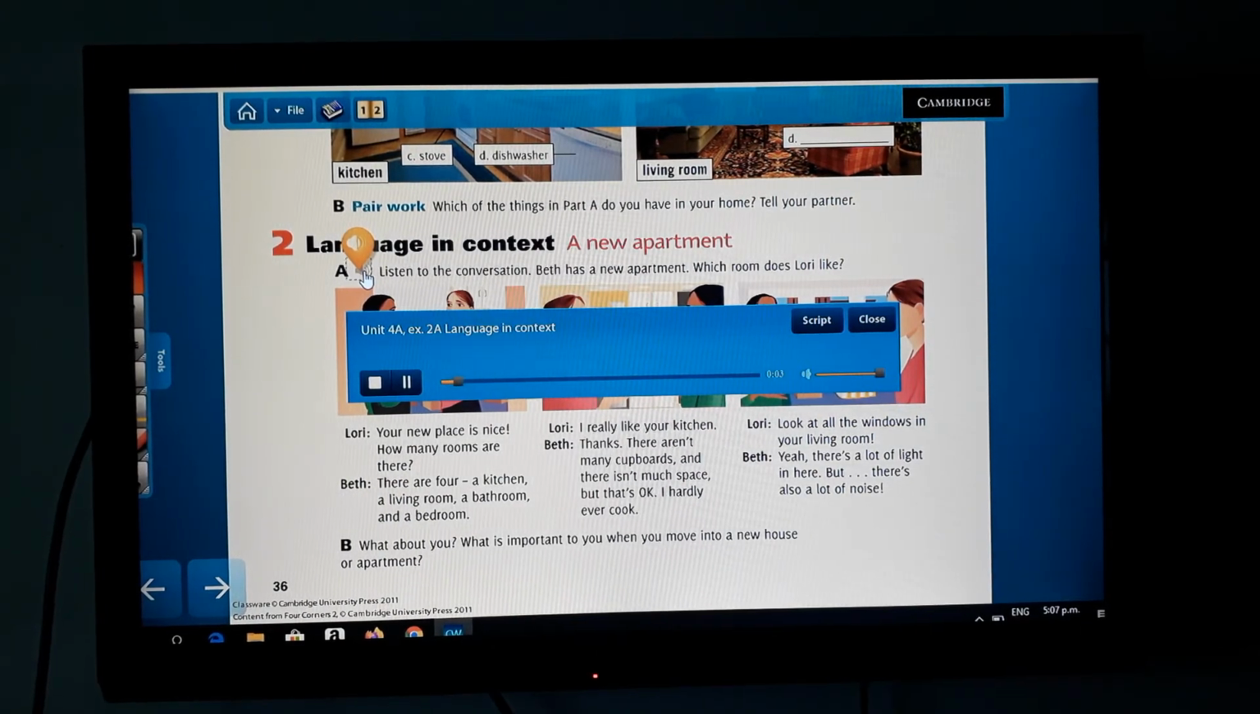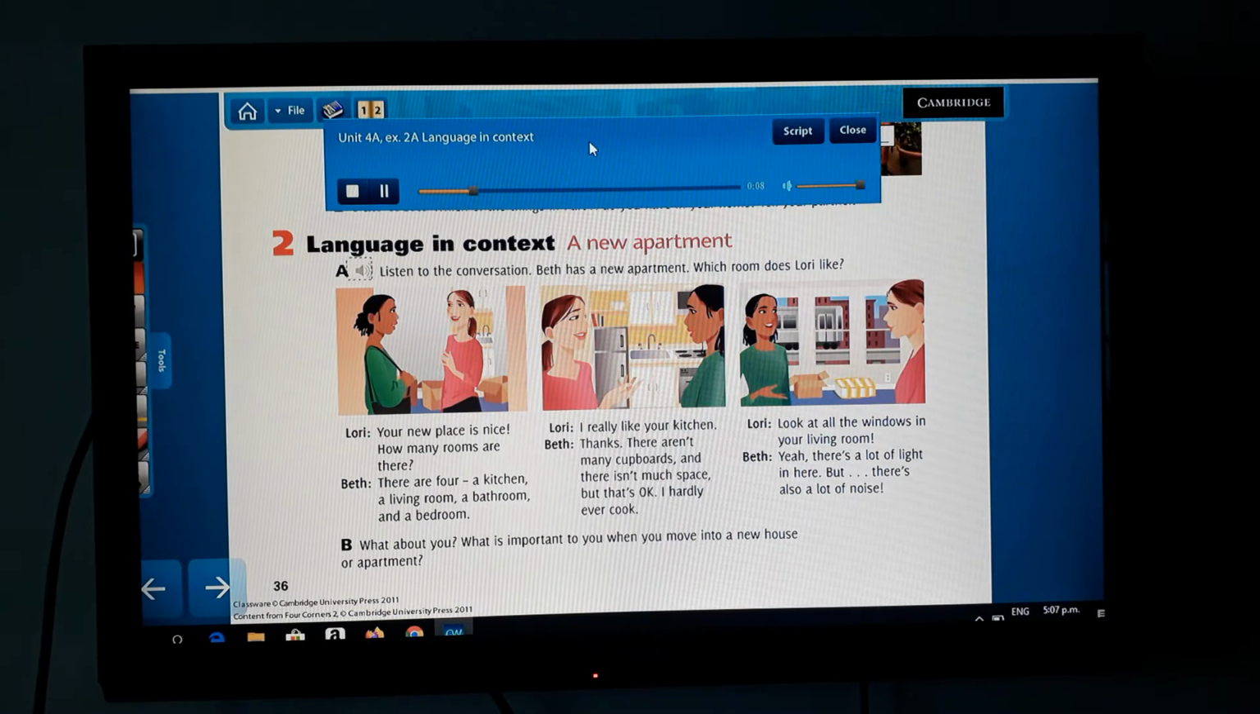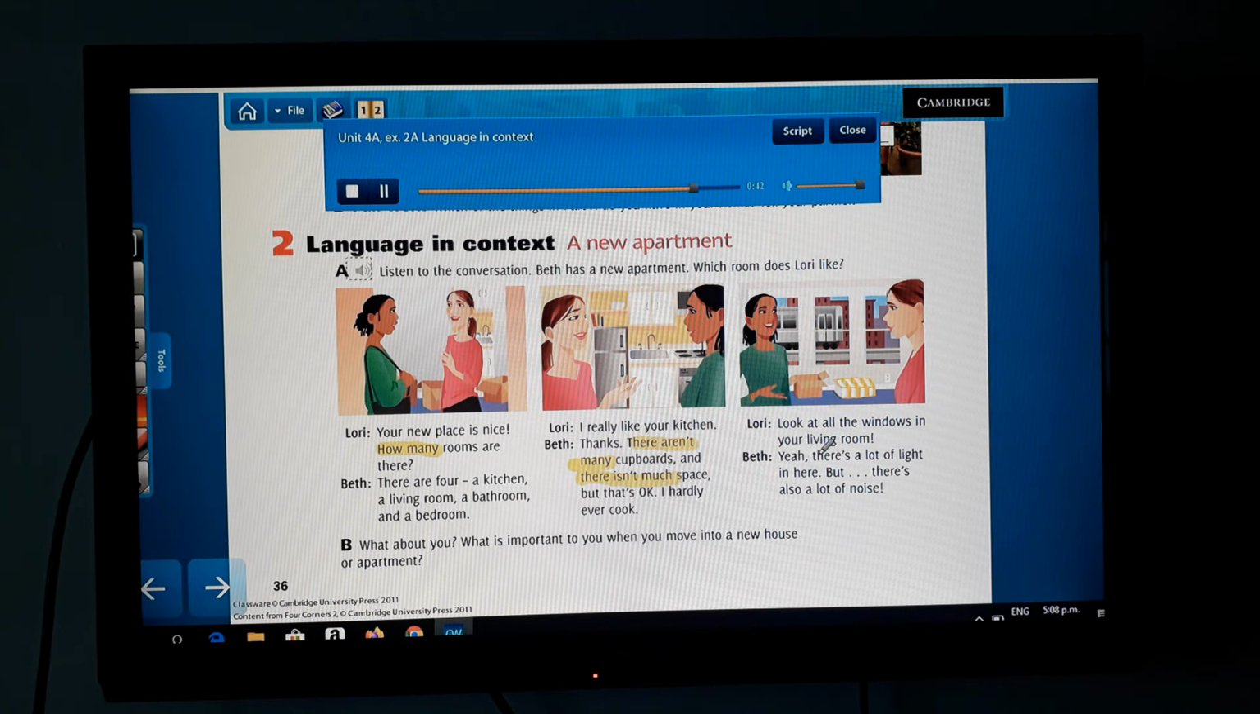Exercise 2. Language in context. A new apartment. Your new place is nice. How many rooms are there? There are 4: a kitchen, a living room, a bathroom, and a bedroom. I really like your kitchen. Thanks. There aren't many cupboards, and there isn't much space, but that's okay. I hardly ever cook. Look at all the windows in your living room. Yeah, there's a lot of light in here, but there's also a lot of noise.